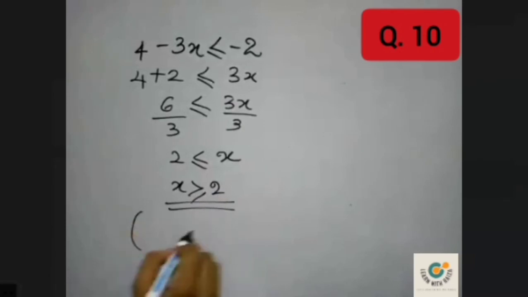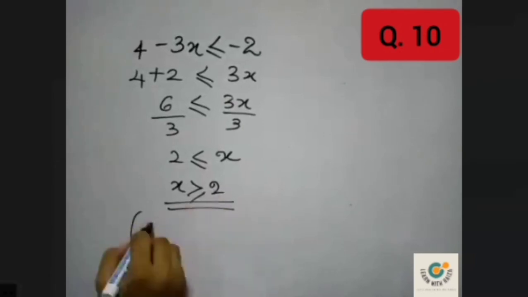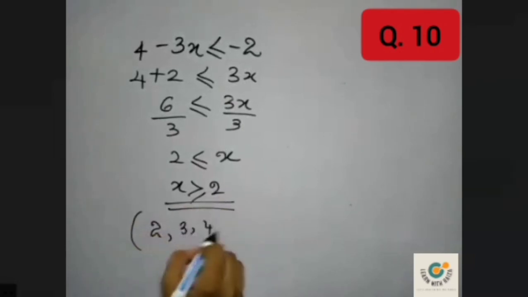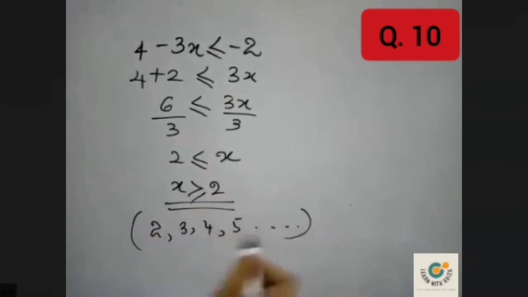What are the values I can write for x? Equal to 2 also? 2, 3, 4, 5. Likewise, I can write down.